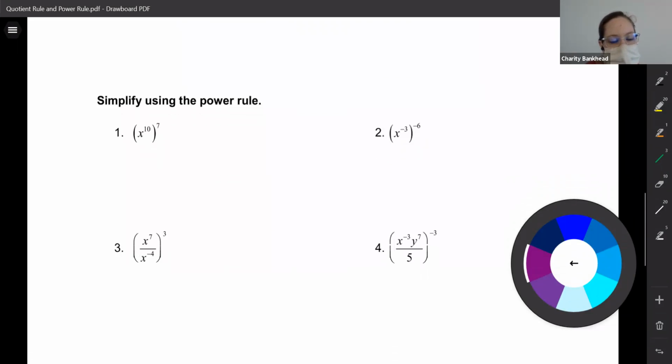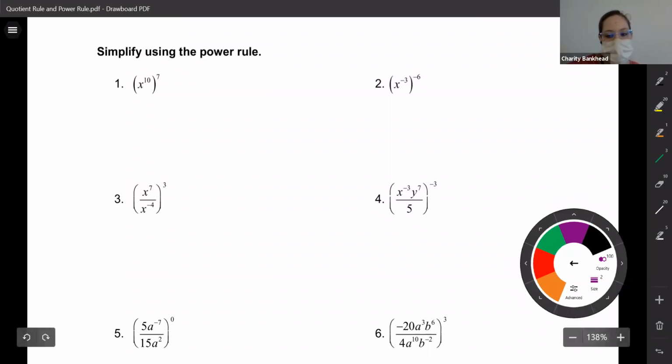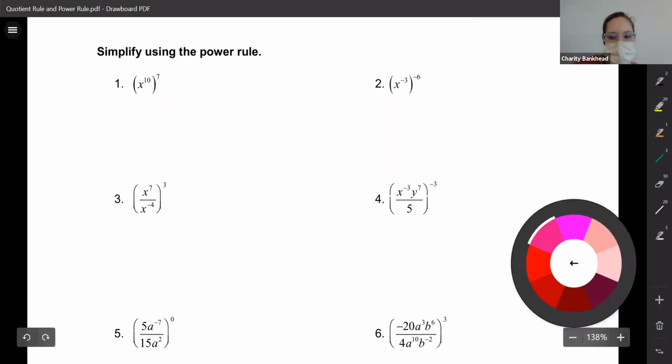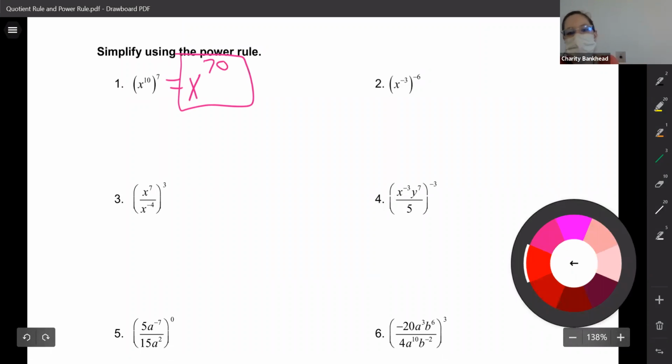All right, using the power rule, so x to the power of 10, and then that whole thing is raised to the power of 7. So we just need to multiply the exponents. 10 times 7 is 70. So x to the power of 70. Number 2, so multiply the exponents. Negative 3 times negative 6 would equal positive 18. So the answer would be x to the power of positive 18.